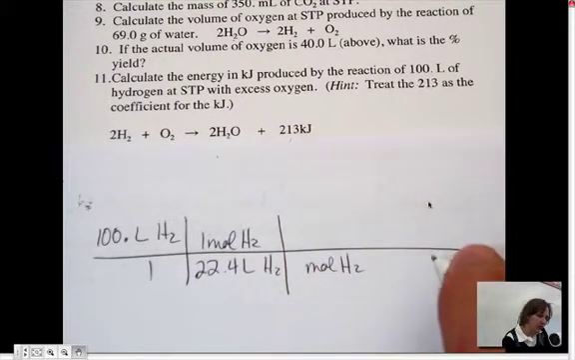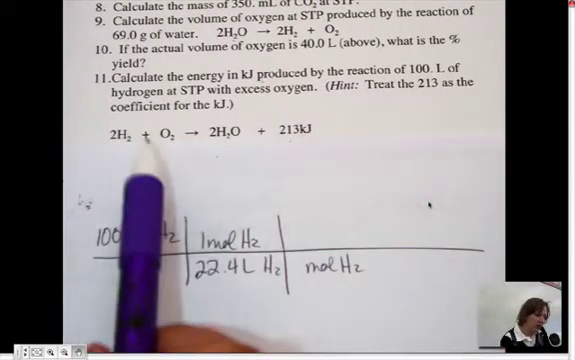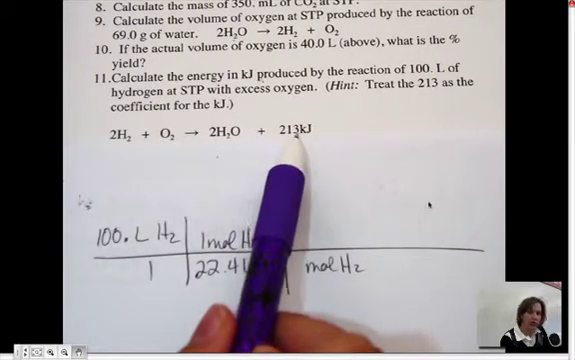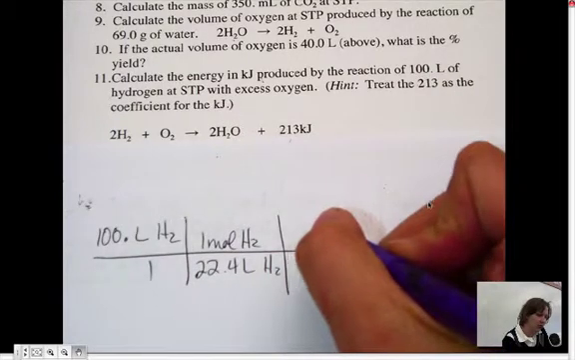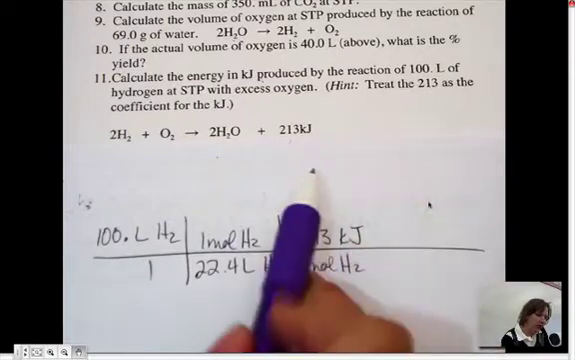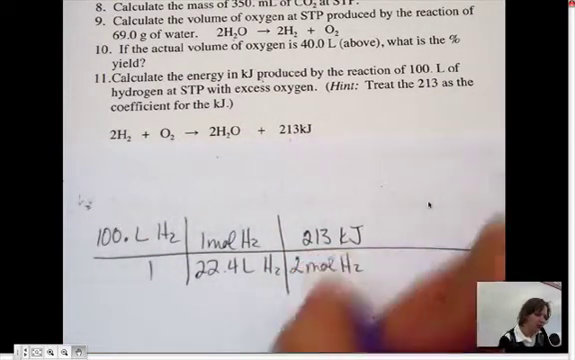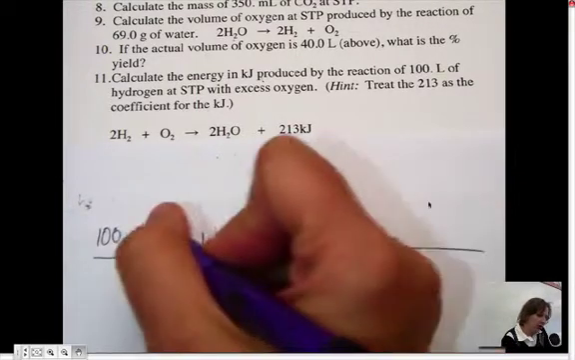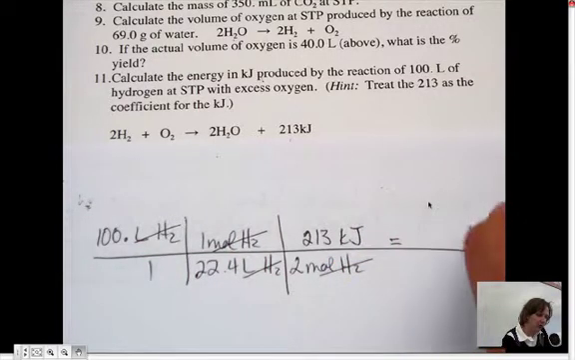What are we looking for? We're looking for kilojoules. Oh, okay. So instead of just moles, we're also using kilojoules. And your hint was treat the 213 as a coefficient for the kilojoules. So the coefficient would go in here. So 213 kilojoules. There's 213 kilojoules of energy given off for every 2 moles of hydrogen. Like so. Check your units. Liters of hydrogen cancel, moles of hydrogen cancel, kilojoules doesn't cancel.